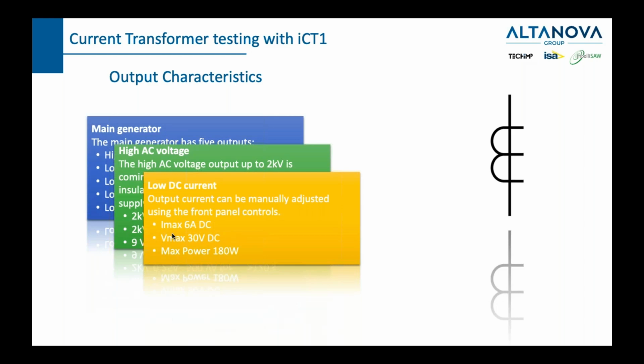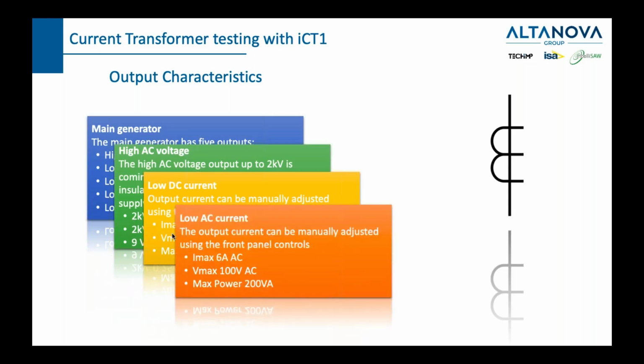Low DC current is an output which is used, basically they're all the same outputs, it's just internally switchable. This output is used to test the winding resistance. 6 amps is maximum, and the driving voltage of 30 volts allows us to do a test very quickly. You will see on the video how fast it's done. So the maximum power on that one is 180 watts.